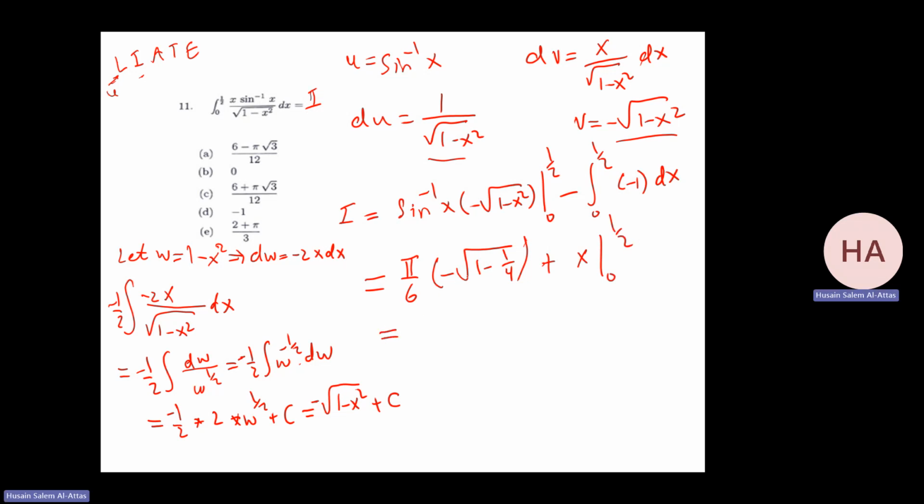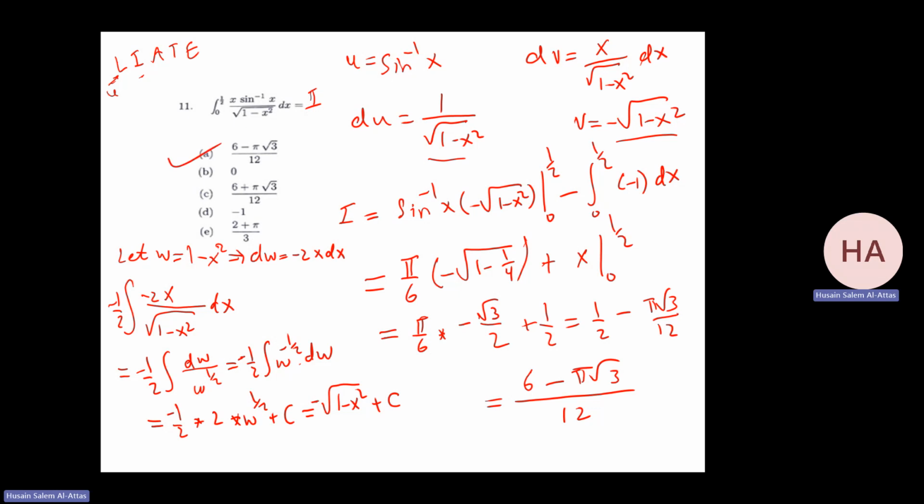So that gives me what? 1 minus 1 over 4 is 3 over 4. So I have pi over 6 times minus square root 3 over 2. Yeah, square root of 3 over square root of 4, which is 2. Plus half. That makes it half minus pi square root of 3 over 12. In other words, if I make it all over 12, the way he's writing it, that would be 6 minus pi square root of 3, over 12.